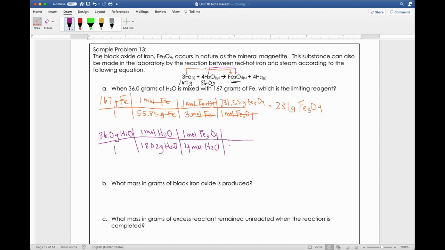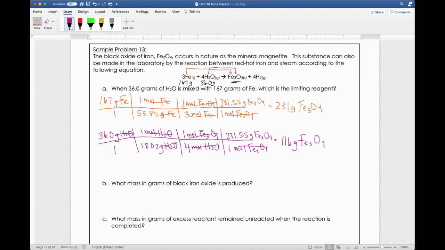Since we found the molar mass already, I don't have to calculate that again. I'm just going to look at the problem above because this part should be exactly the same. 231.55 grams. And when you solve for this, you should get 116 grams.